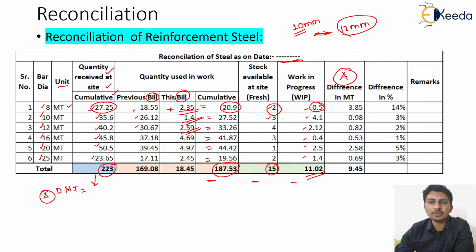So this all will give me the total, that's 3.85 metric ton is the difference I am finding out. So if I want to convert this difference into the percentage, how are we going to do that? I need to convert this difference. So that is 3.85 divided by total cumulative, that is 27.25. This is the total quantity that I have received, and this total in a percentage will give me the quantity or difference in percentages. Okay, so next one.